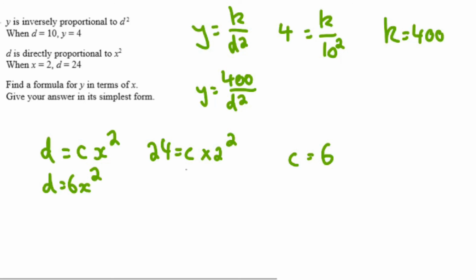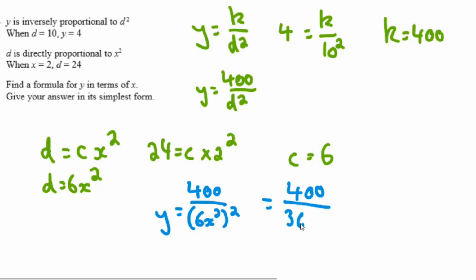To put these two into the same equation then, you have y equals 400 over, now d squared is going to be the whole 6x squared, squared. So expanding that bracket, you've got 400 over 36x to the 4. Because it says it wants it in its simplest form, if you work out what 400 divided by 36 is, that simplifies to 100 over 9, then that's still over the x to the 4. y is 100 over 9x to the power of 4.